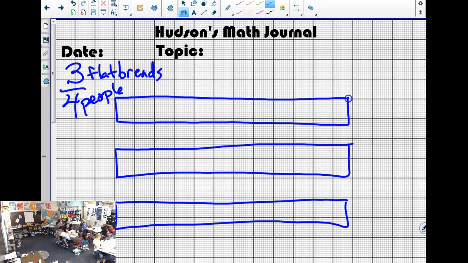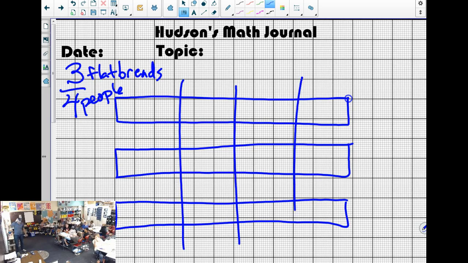Each person gets 3 cards. I think you guys quickly figured this out. Each person gets 4. Riley's like, Mr. Hudson, you can just split them all into 4ths. Each person gets 3 cards. Right? So, person A, person B, person C, person D. And we do that with all three. So each person gets 3/4.